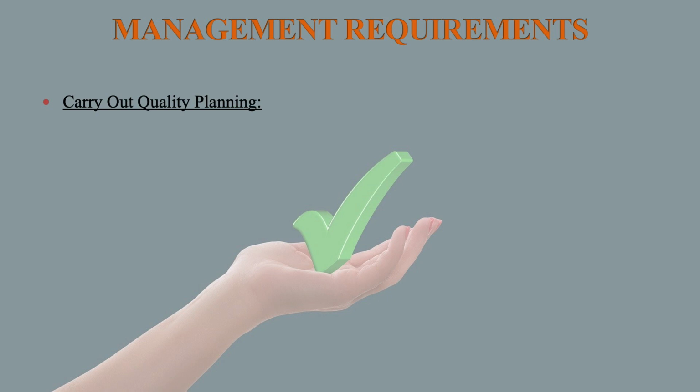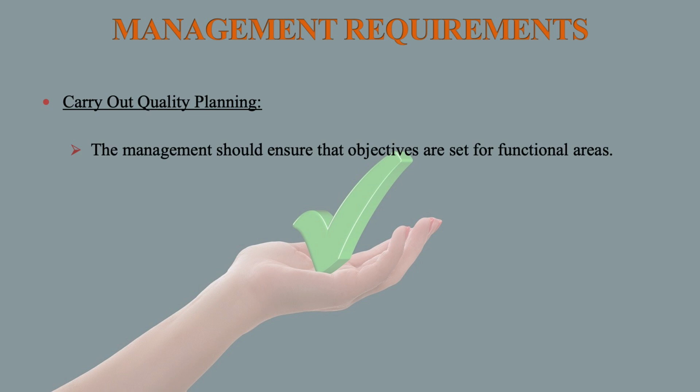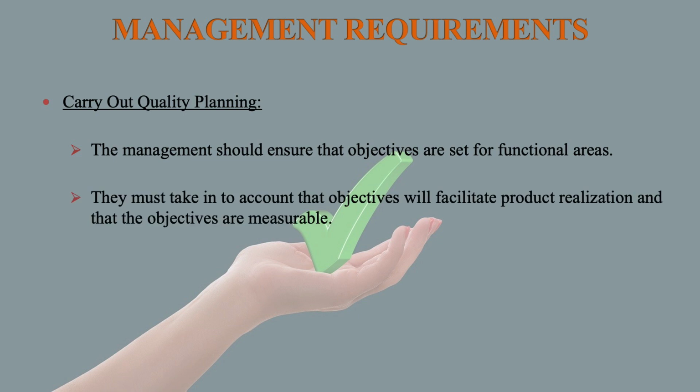Carry out quality planning. It is also a very important requirement. The management should ensure that objectives are set for functional areas. They must take into account that the objectives will facilitate product realization and that the objectives are measurable.